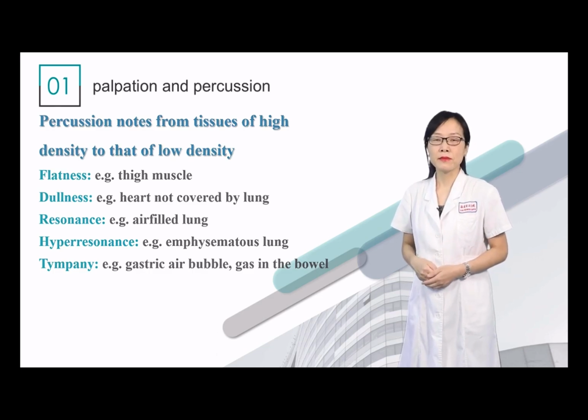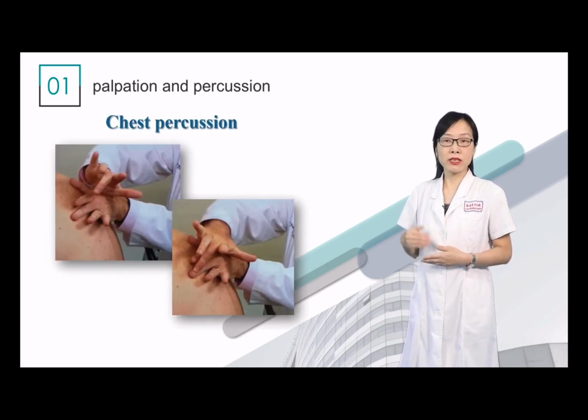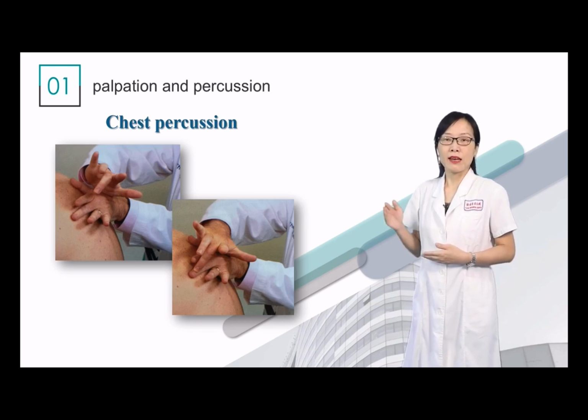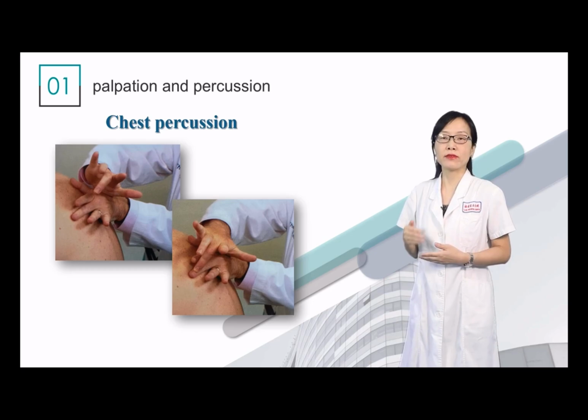Chest percussion. The sites on the posterior chest for percussion are above, between, and below the scapulae in the intercostal spaces. Let's watch a short video on palpation and percussion of the lungs.